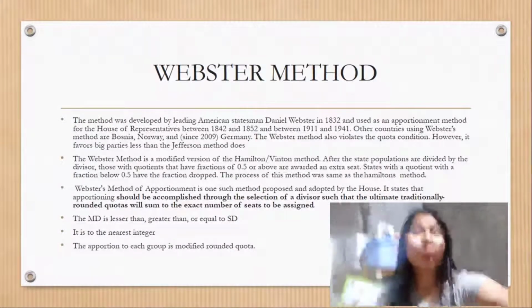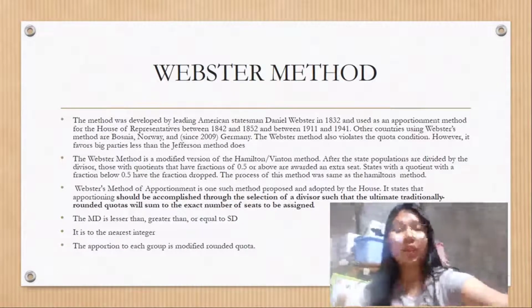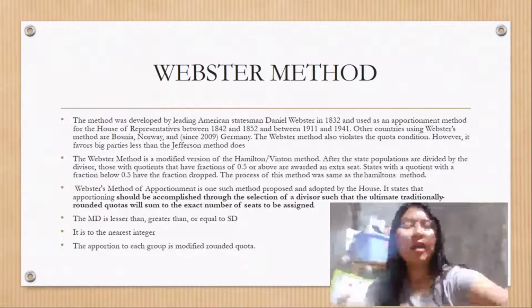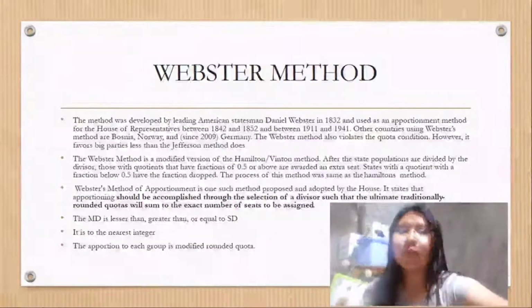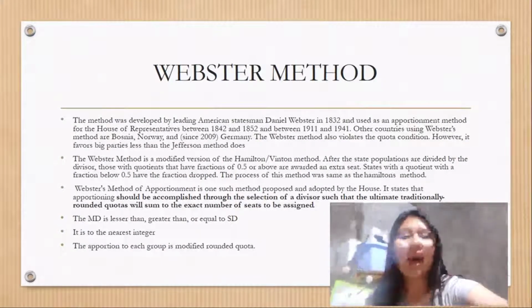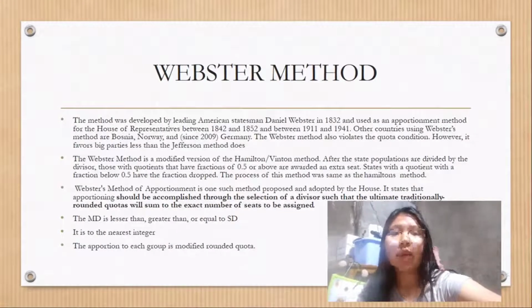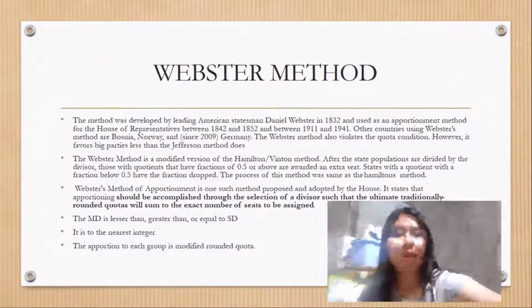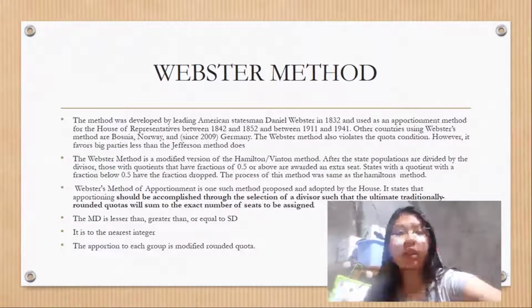This method is a modified version of Hamilton's method. After the state populations are divided by the divisor, those with quotients that have a fraction of 0.5 or above are awarded an extra seat. Note that the fractions of 0.5 or above are awarded an extra seat. In the states with a quotient with a fraction below 0.5, the fraction is dropped.